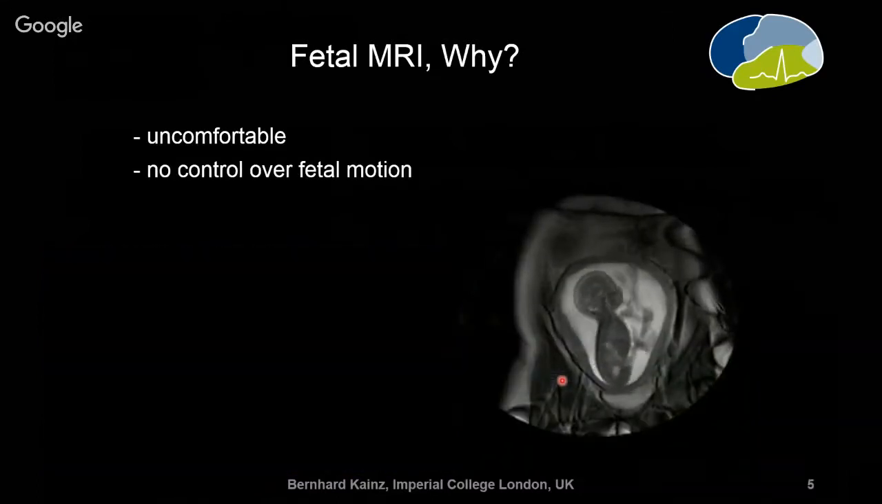So the main problem we have with scanning fetuses in utero is that we have no control over the moving fetus. If you place an adult into the scanner, you just tell them, please don't move. If you move, you will corrupt the image and we need to do it again. Sometimes you even say, please don't breathe for 20 seconds or so. That's just impossible with a fetus.